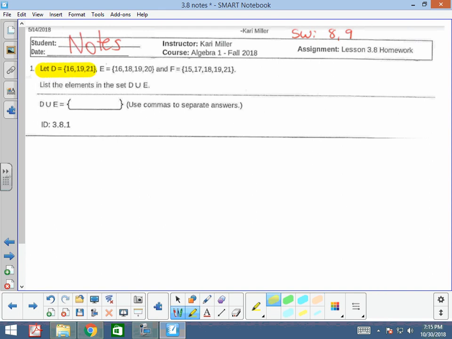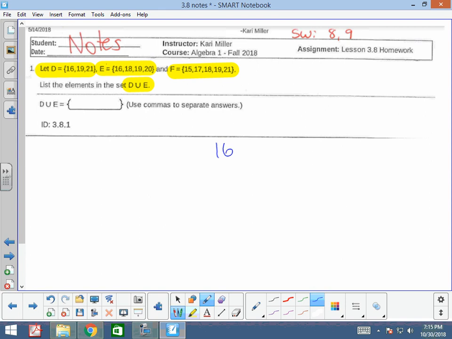Okay, so we have the sets for D. D is 16, 19, and 21. E is 16, 18, 19, and 20. And F is 15, 17, 18, 19, and 21. So it says we're listing the elements in D union E. So that means everything that's in D, everything that's in E, including what they have in common.